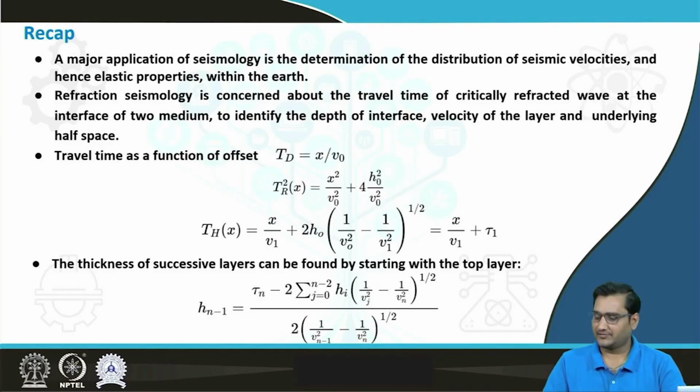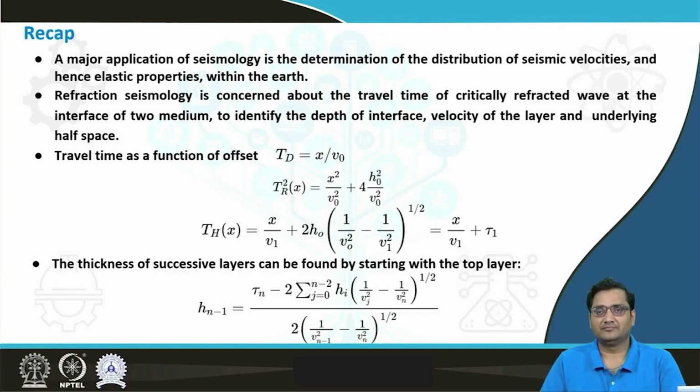As far as the recap is concerned, we learnt about the application of seismology in the determination of the distribution of the seismic velocity or the elastic properties, and also the density variations within the earth. If you want to find out the seismic velocity variations, and hence the variations of the elastic properties, you will have to take help of two techniques in seismology. One is reflection seismology, another is refraction seismology.